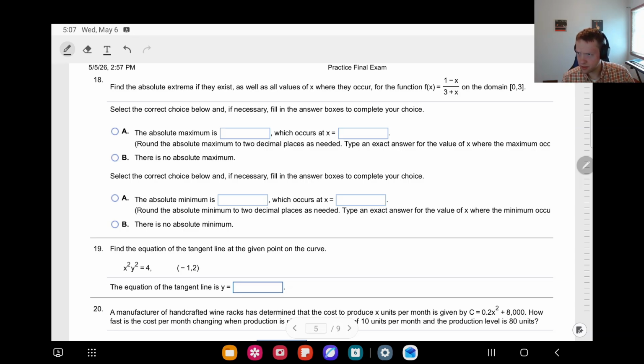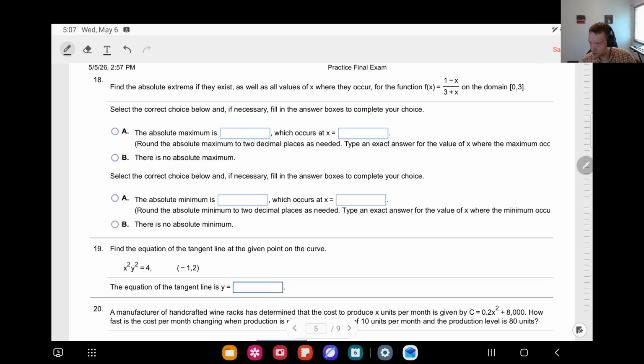All right, why don't I make myself smaller here? Because I'm worried I might be blocking stuff out at some points. There we go.